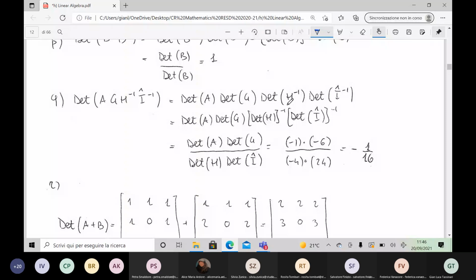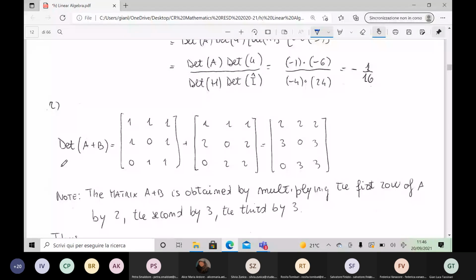Last question was compute the determinant of A plus B. Well, who cares? What I want to tell you, what is important, is this. The determinant of a product, if the product is feasible and you are talking about square matrices, thanks to Binet's theorem, is equal to the product of the determinants. The determinant of a sum is not equal to the sum of the determinants. So if you want to compute determinant of A plus B, you cannot do determinant of A plus determinant of B. I never gave you this property.